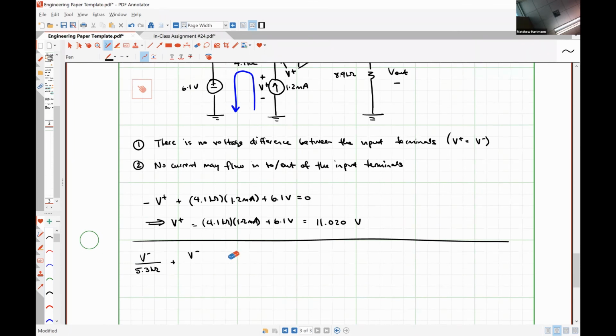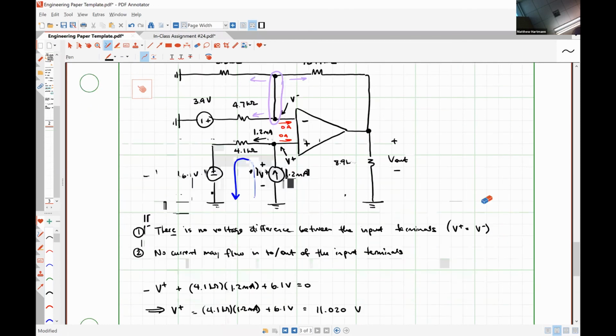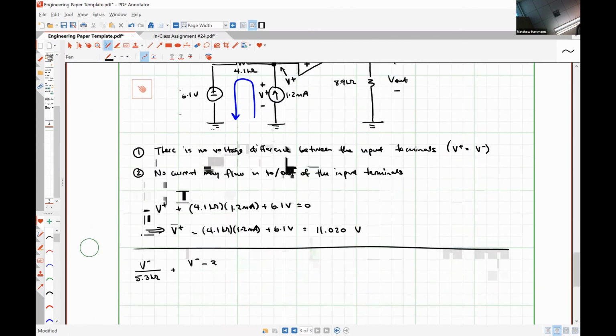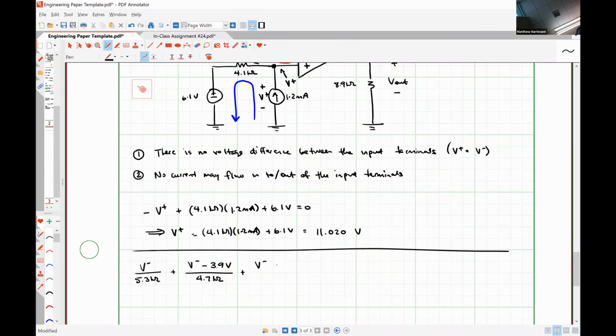So in the actual problem on the exam that I was talking about, the polarity of that 3.9 volt source was switched. Positive polarity was on the left, negative polarity was on the right, but we'll work it out as it's drawn here. So that will be V minus minus 3.9 volts divided by 4.7 kilo ohms. And then lastly, the current directed to the right is going to be V minus V out divided by 12.9 kilo ohms.